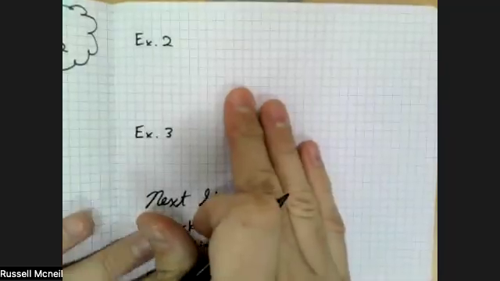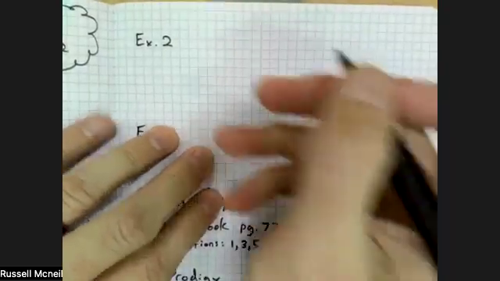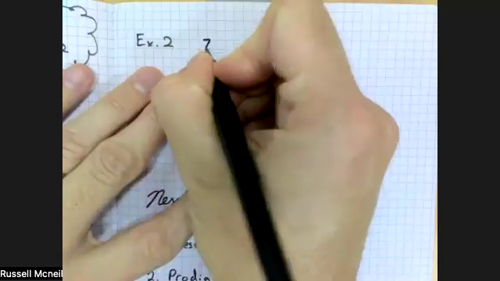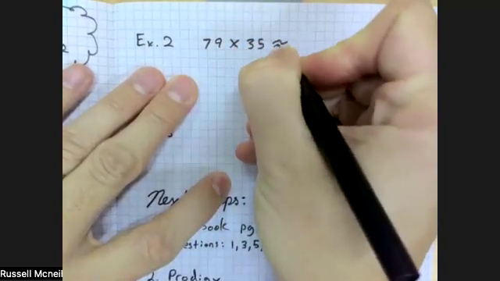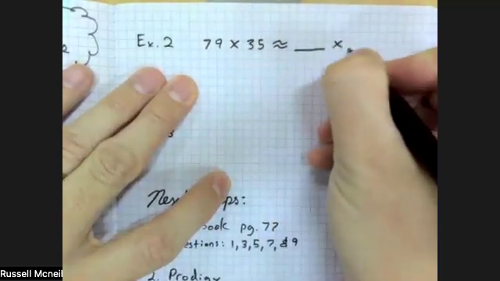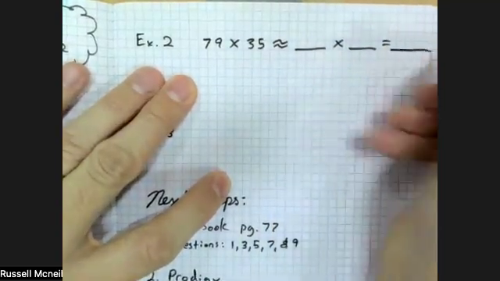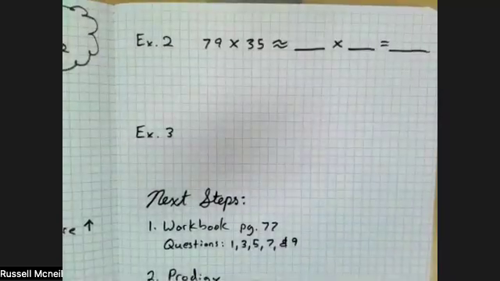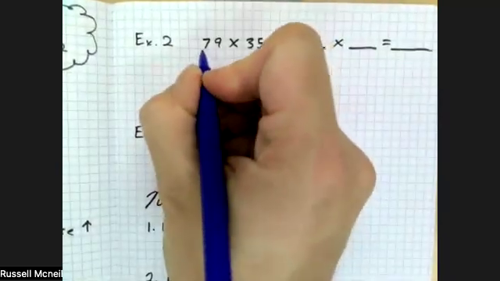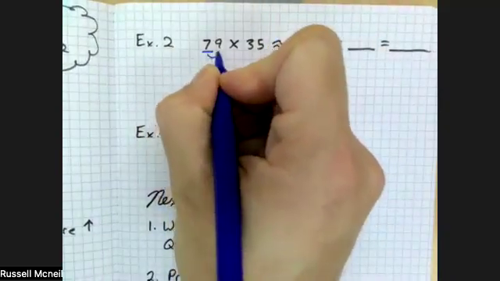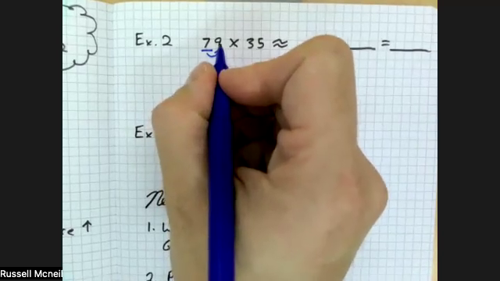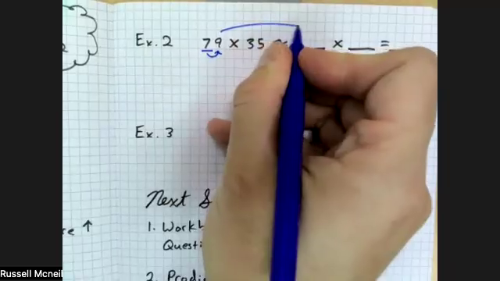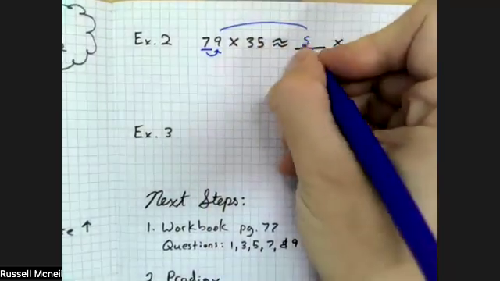All right. Example 2, we've got 79 and 35 is about something times something equals something. And I'll keep with my color coding. I'm going to my 10, I'm underlining it. I'm looking next door. 9, 5 or more, or 4 or less? Well, it's more than 5. So my 79 is going to round to what? 80.